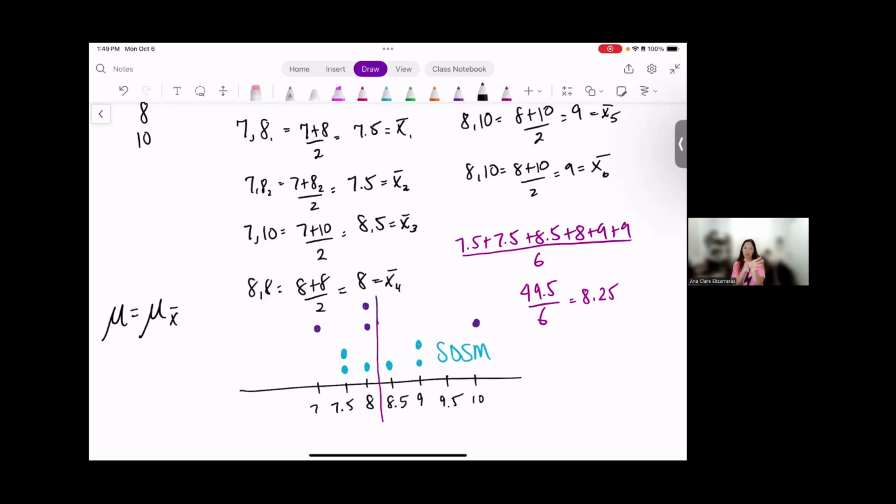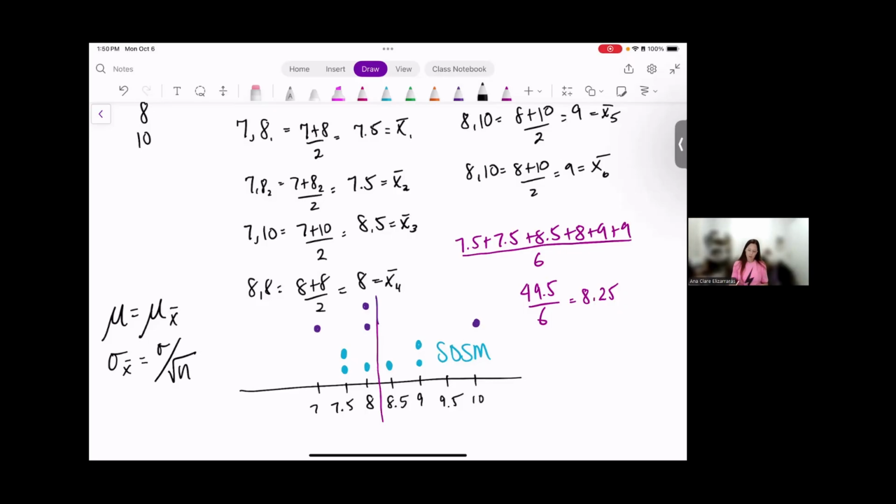What about the spread? Look at the blue and look at the purple. Notice that the blue is less spread out. And there is a factor that it is condensed by. The standard deviation of the sampling distribution, that blue, is going to be equal to the population standard deviation divided by the square root of n. So in this case, we would be dividing by the square root of 2 because our sample was size 2.